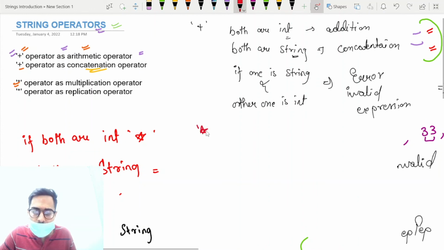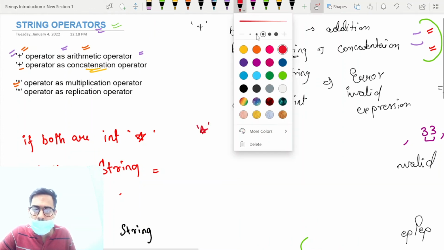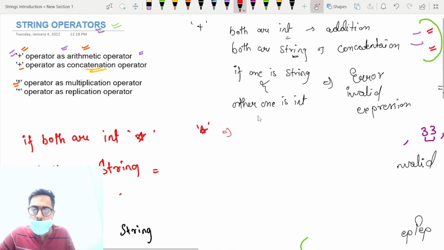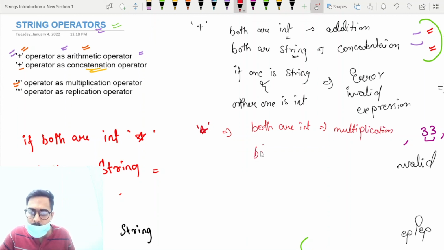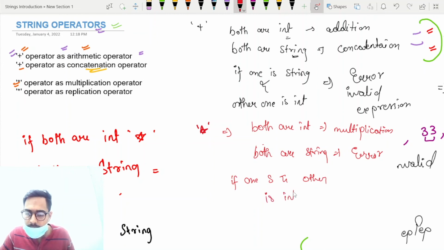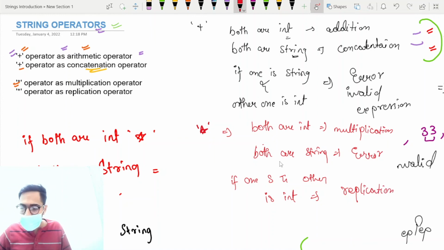For multiplication, what will be the output? If both are int, multiplication will perform. If both are strings, invalid syntax, you'll be getting an error. And if one is string and the other is int, then replication. That string will get repeated by the number of times that is defined through the integer value.